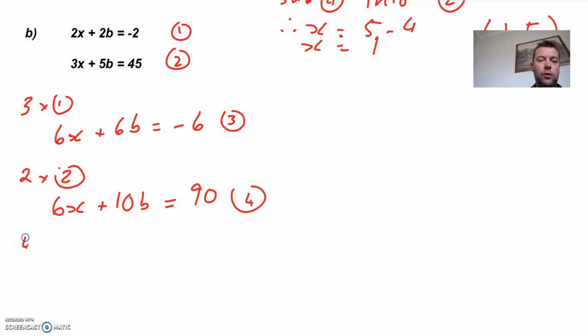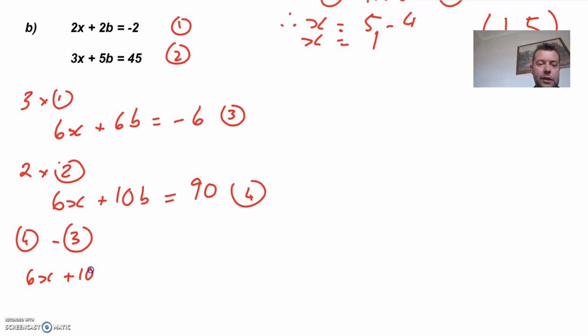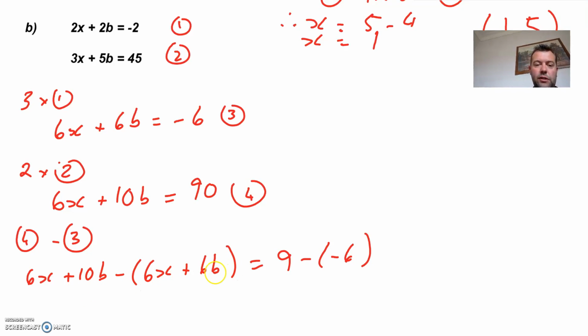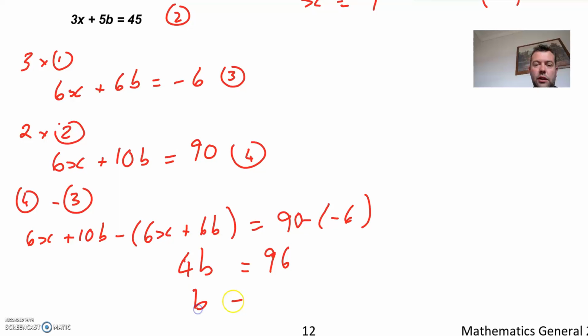Now, I'm going to do 4 minus 3. You've got to make a decision here, but 4 minus 3 is going to give me the 6x minus the 6x. That's neat. 10b minus 6b, I get a positive number of b's. That's helpful. So, 4 minus 3 gives me 6x plus 10b minus 6x plus 6b equals 90 minus negative 6. That means that 10b minus 6b, 4b equals 96. That means that b, what's 96 over 4? Must be 24. Right, b equals 24, halfway there.